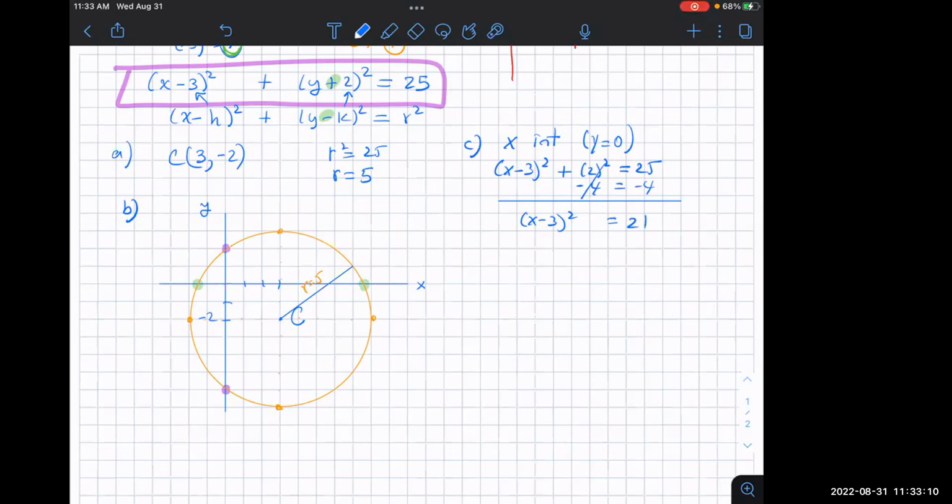Am I going too fast? Yeah, a little bit, to be honest. Yeah, just a little bit, yeah. Okay. Very tiny bit. Okay, let me slow down a tiny bit.